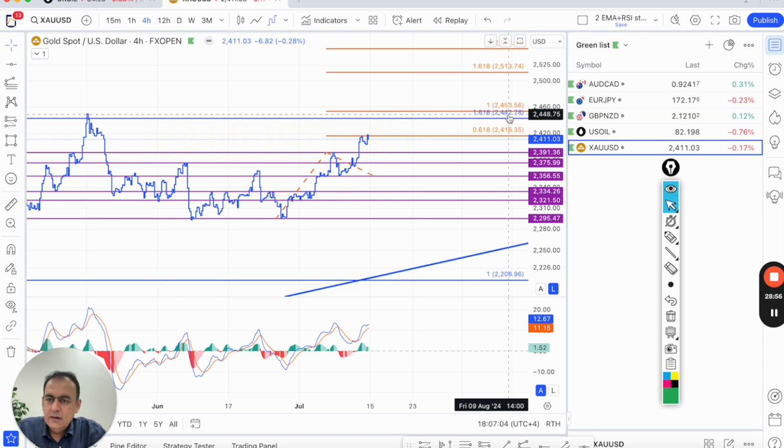So this is a trading plan for my coming week, and I hope it works for you and adds value to your trading plan as well.